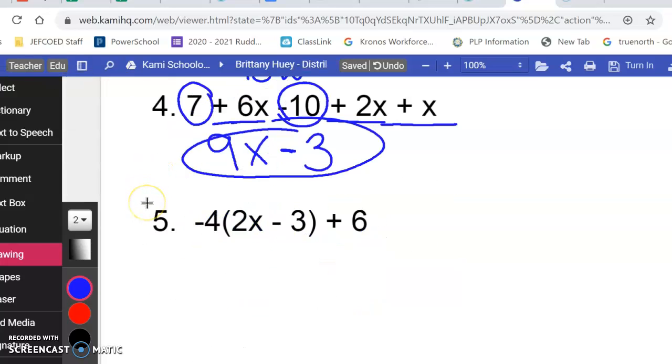All right, last problem here for today. We want to start off with distributive property, just because in order of operations, you multiply before you do any adding or subtracting. So right here, we have negative 4.